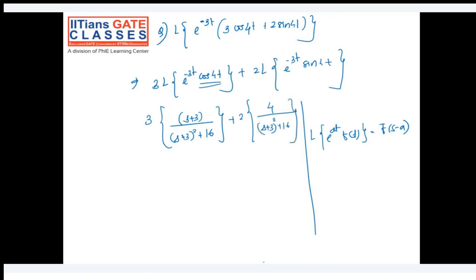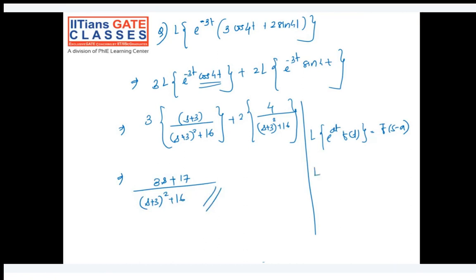So here base is common, so numerators you can add. 3 times s plus 3, that is 3s plus 9, plus 8 is 17, divided by s plus 3 whole square plus 16. This is the final answer.